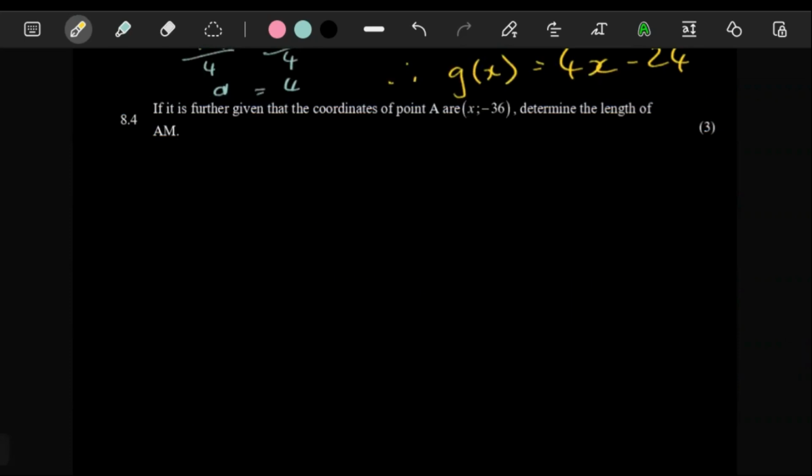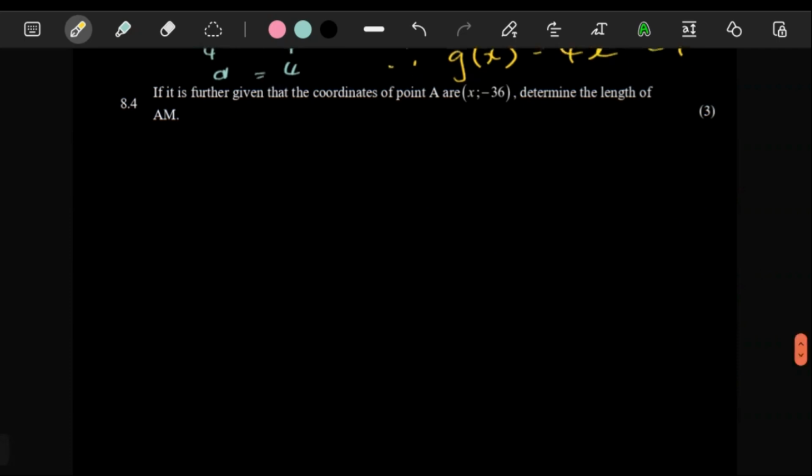Let's see, what's the next thing now? Oh yeah, it says it is further given that the coordinates. Let's see. The distance. What is the question? Do you mind reading the question? Yes. If it is further given that the coordinates of A are x is to negative 36, determine the length of AM.